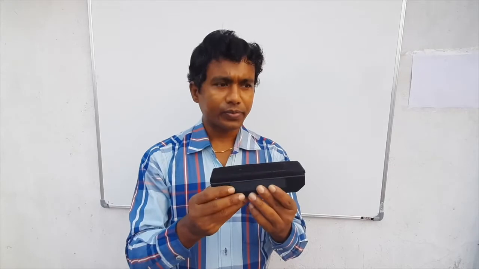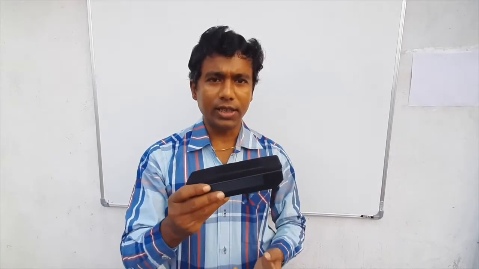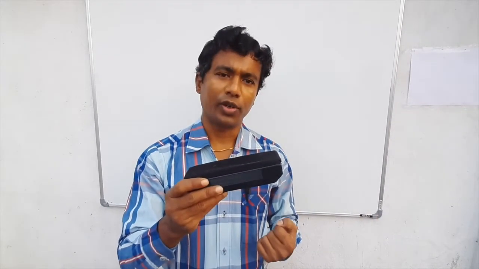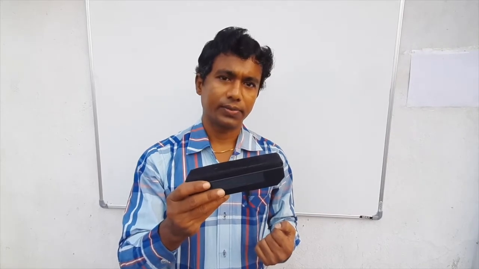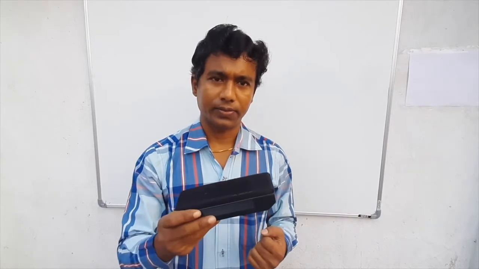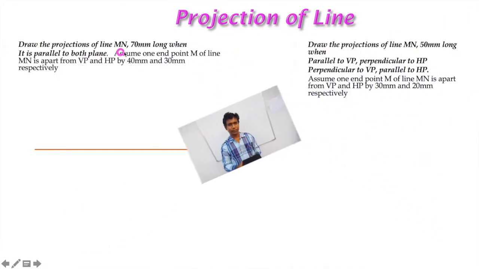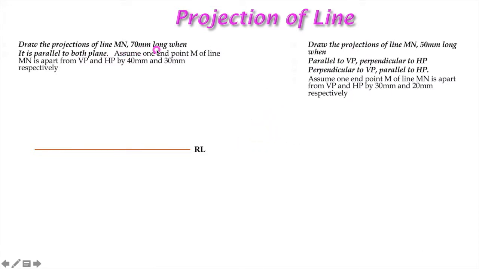Now I will discuss projection of lines. Let's start. Draw the projection of a line MN, 70 mm long, when it is parallel to both the planes, meaning the line is parallel to both HP and VP. Now how to draw the projection?